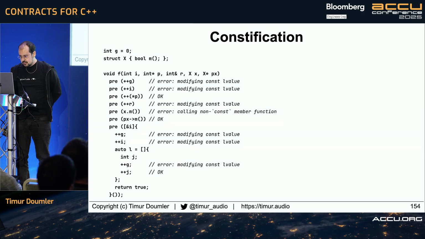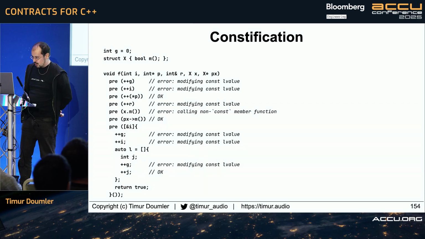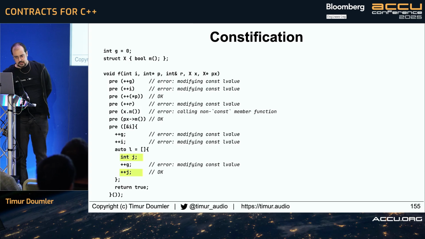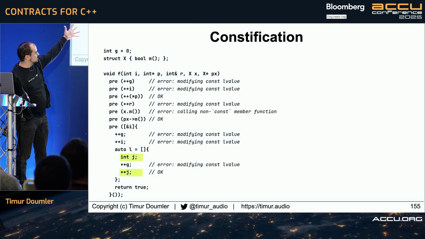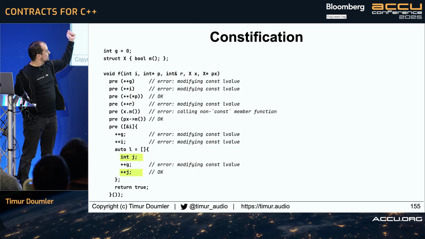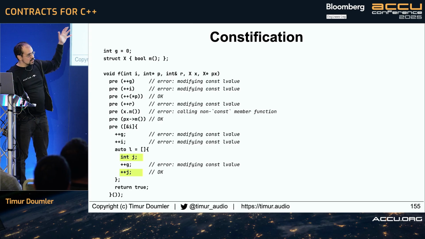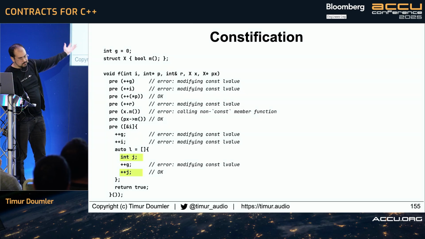Here's a more complete code example. There's a few exceptions to this. One is if you have a variable that's actually declared inside the predicate somehow, like in a nested lambda, which is probably very rare, kind of for completeness' sake. If it's definitely not visible anywhere outside of the precondition, then you can modify it.